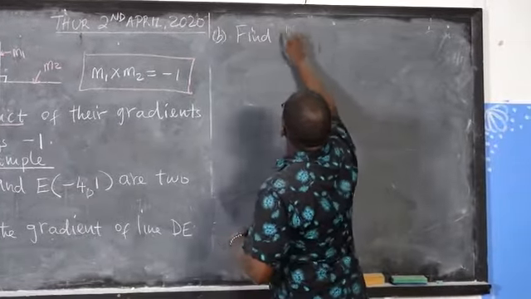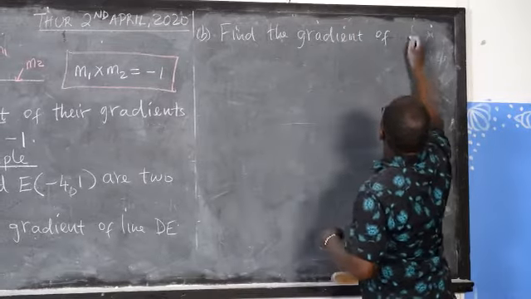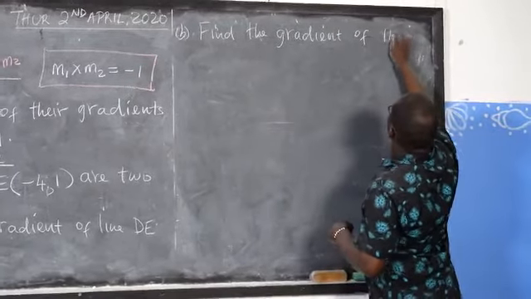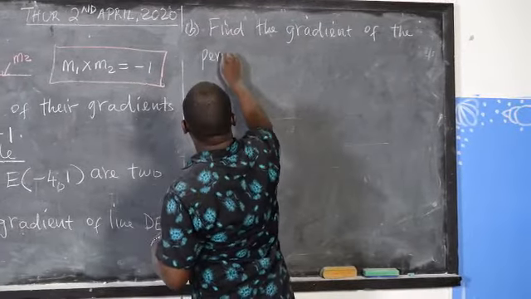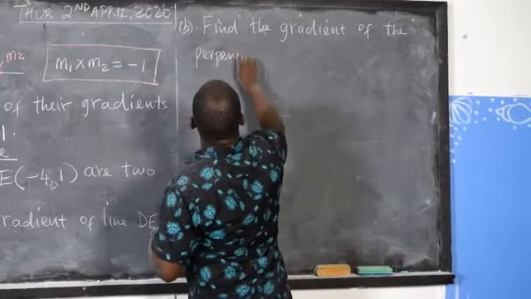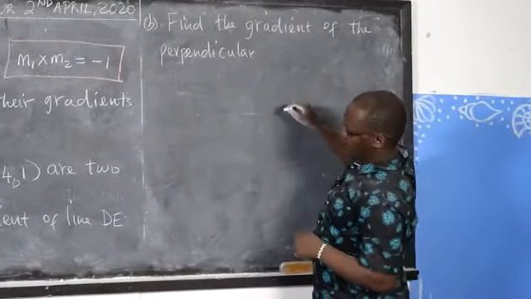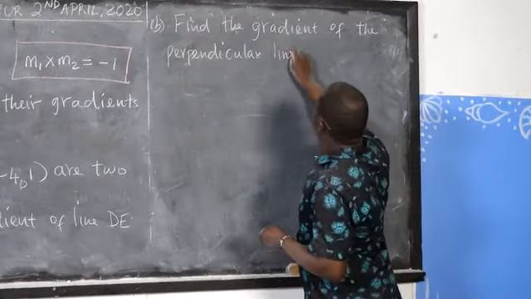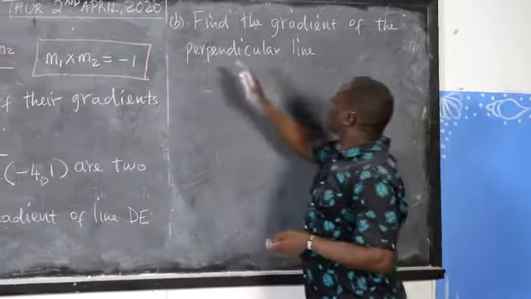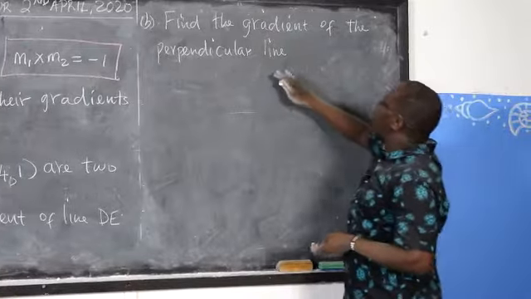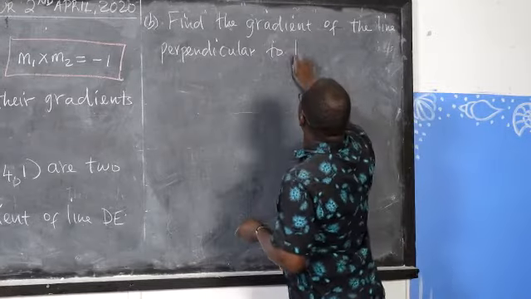Then the second question now, find the gradient of the perpendicular line. Okay, so the first one, find the gradient of that line DE. The second one, find the gradient of the line perpendicular to the line DE.